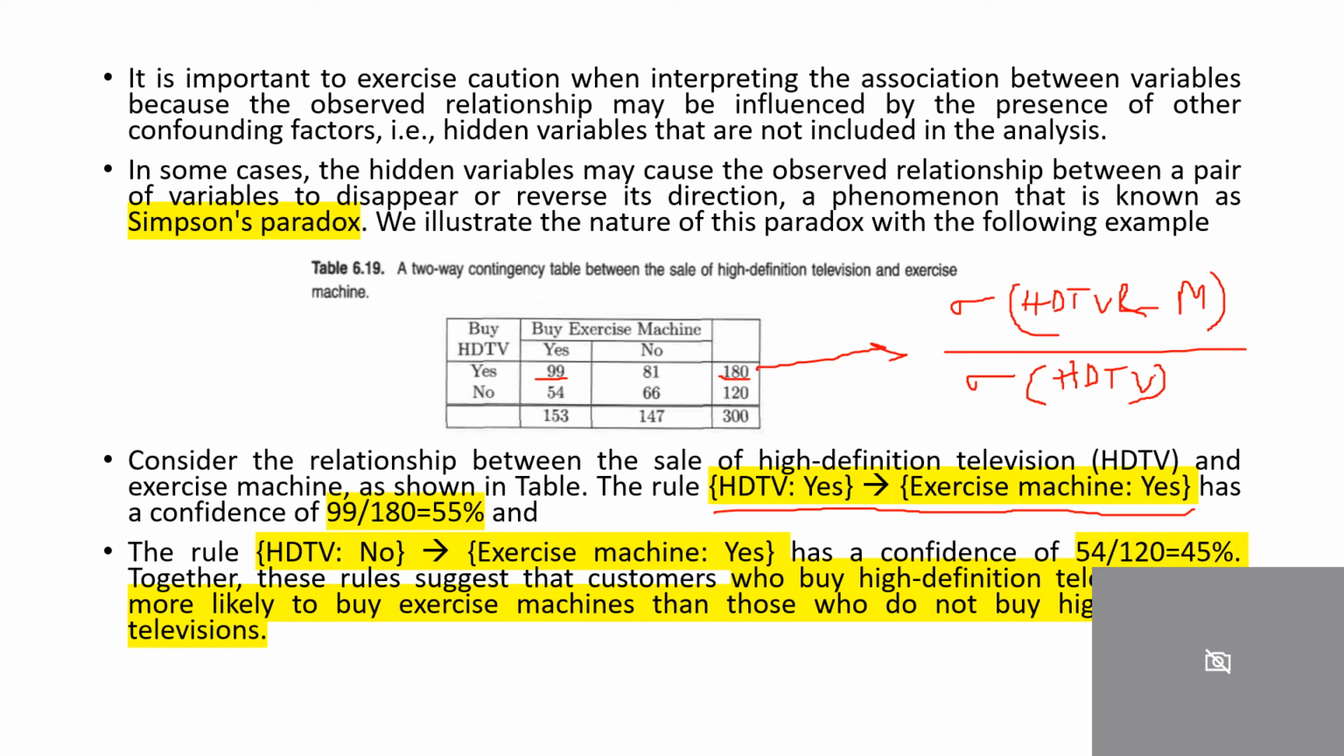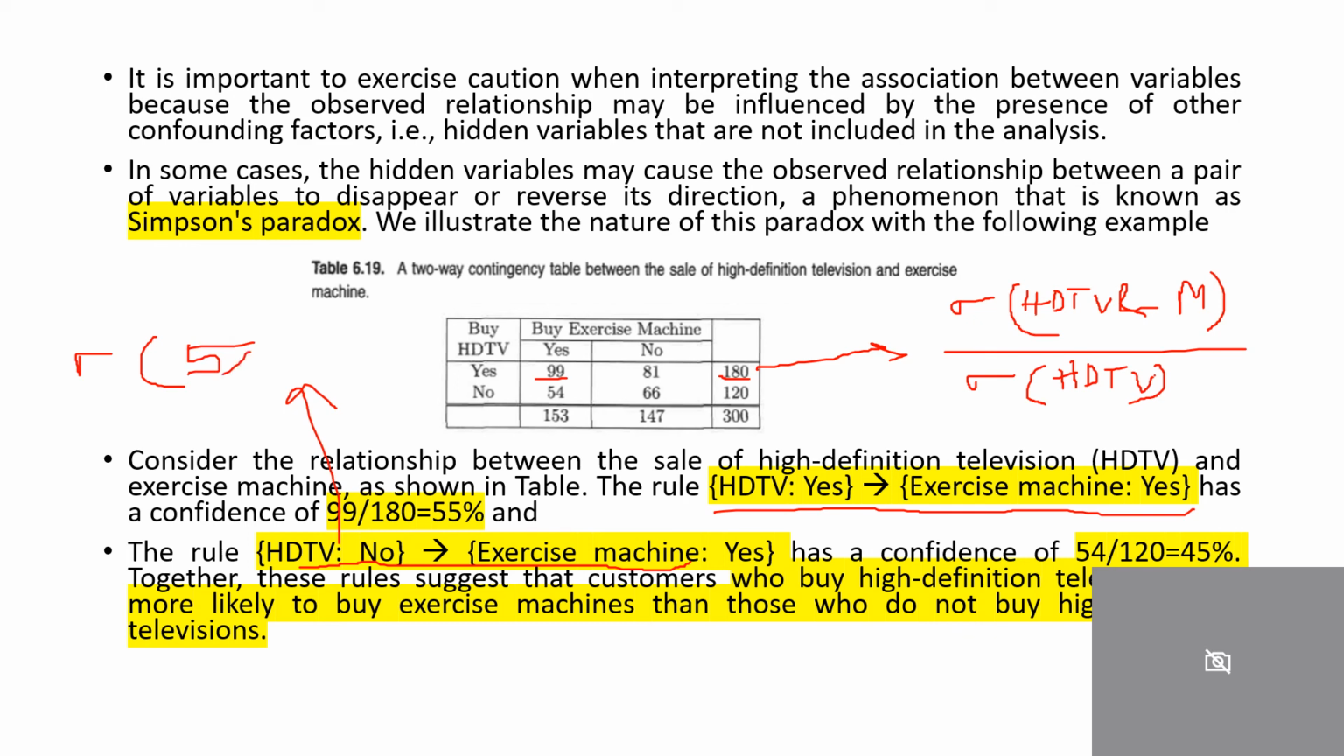Similarly, suppose you want to calculate the confidence of this rule, HDTV no: the person who has not purchased HDTV has purchased exercise machine. How is this calculated? 54 by 120. How do you get 54 by 120? This is given as the support count of those who have not purchased HDTV and have purchased exercise machine, which is 54.